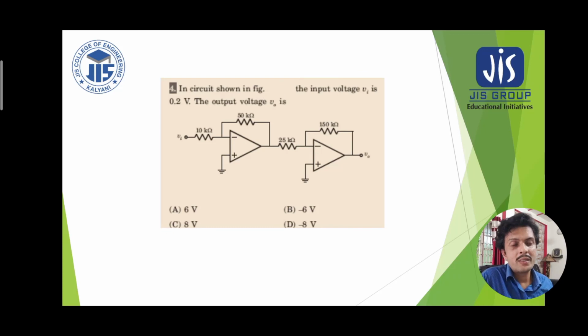So therefore here we can write, because the first inverting amplifier produces a negative output voltage, the second inverting amplifier inverts the corresponding voltage to make it positive polarity. So that is why the output voltage is 6 volt only, with positive polarity.